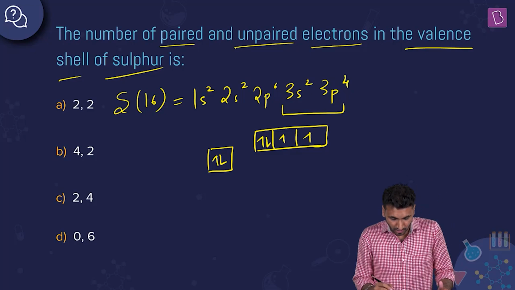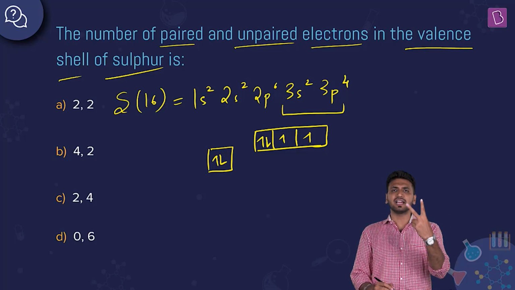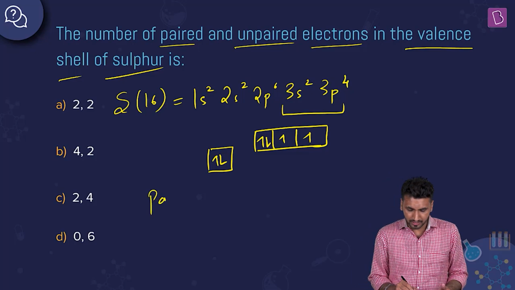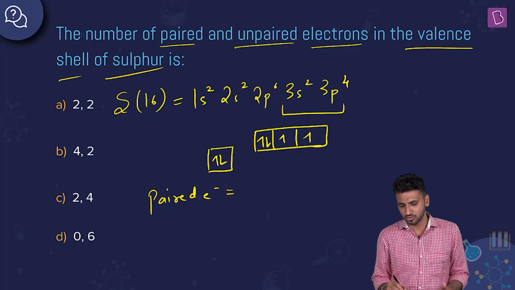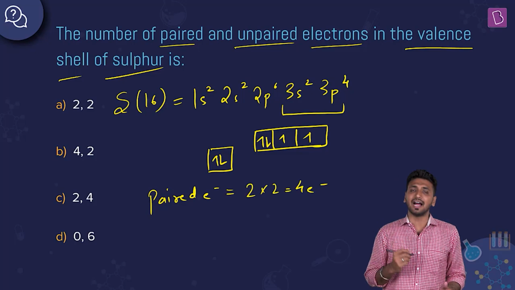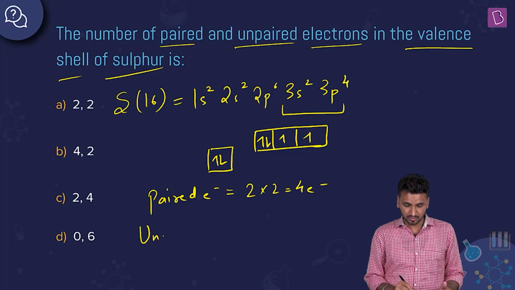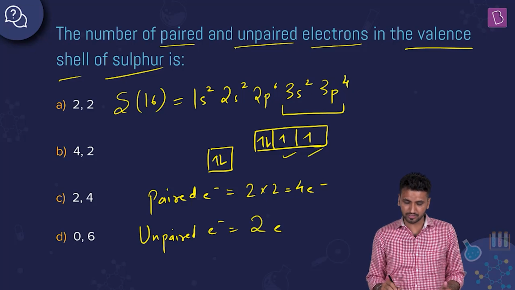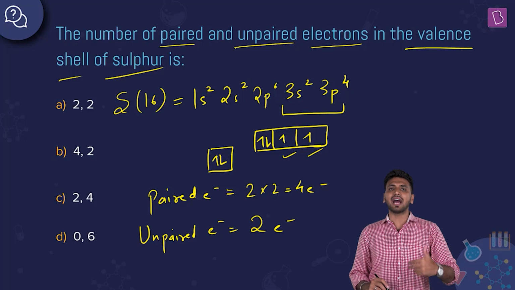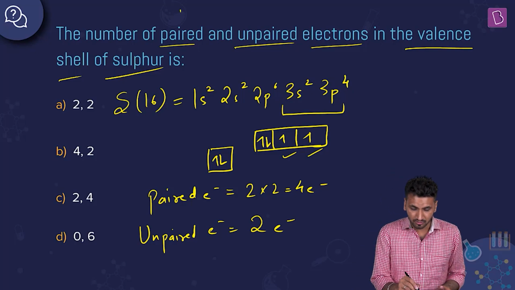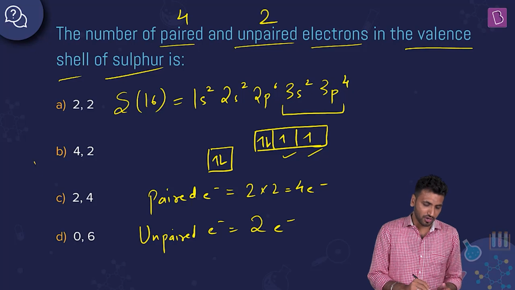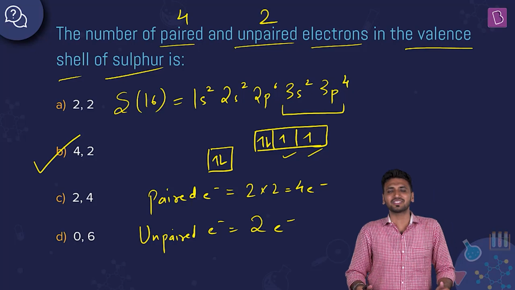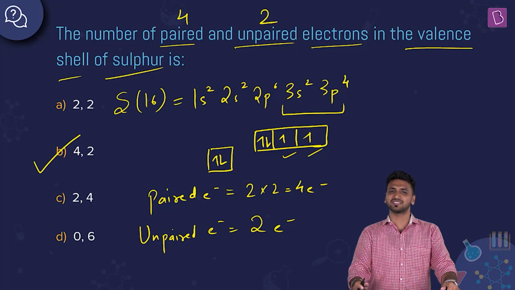Now we have to count the number of paired. We have 2 pairs of paired electrons, so paired electrons is equal to 2 into 2, that is 4 electrons, right? And the number of unpaired electrons, very clear, crystal clear: these 2 electrons are unpaired, so 2 electrons, right? So 4 paired and 2 unpaired. So the answer should be paired is 4, unpaired is 2, 4 comma 2. Option B for Bombay, Bengaluru, or even Byju's is the right answer to this question. And with that, we conclude this question. Thank you.